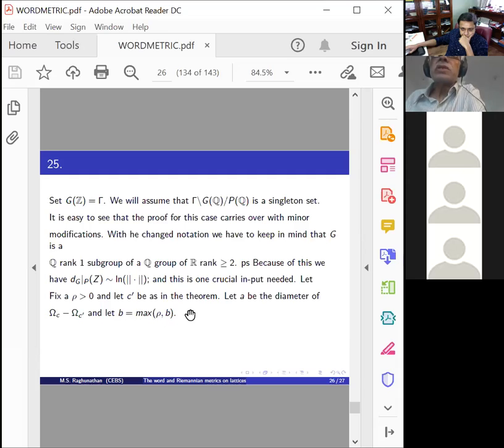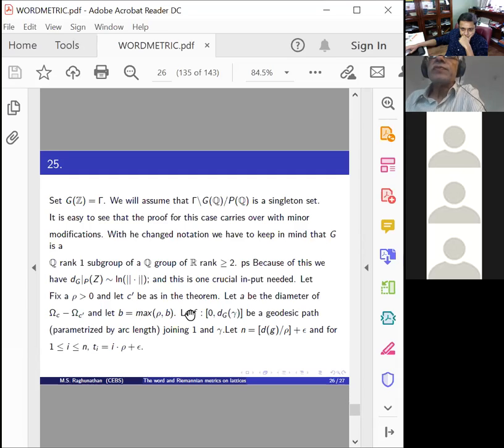That's the one which determines how elements get into parabolics. Now, let f: [0, d_G(γ)] → G be a geodesic path in G, parametrized by arc length, joining 1 and γ. d_G(γ) is the distance of γ from 1.